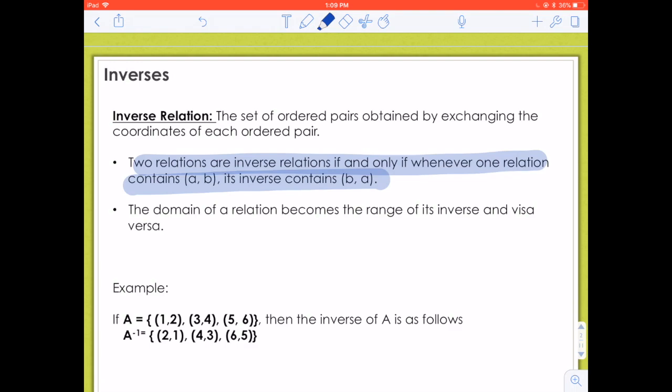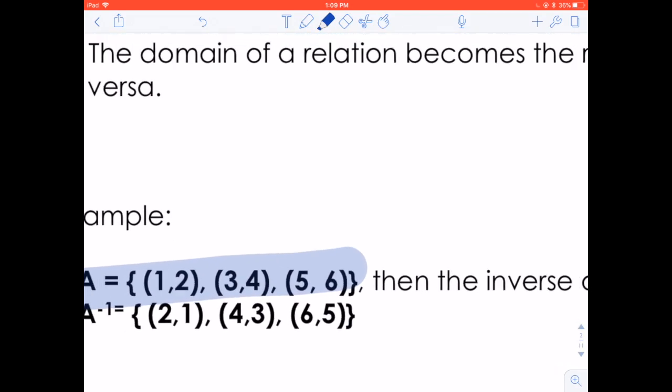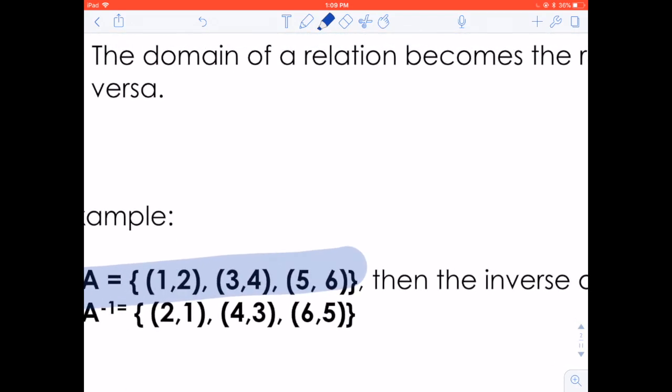Basically, an inverse function is the exact opposite of the original function. So you can see that here in the example below. If I have a function (1, 2), (3, 4), (5, 6), the inverse function is the exact opposite: (2, 1), (4, 3), (6, 5).